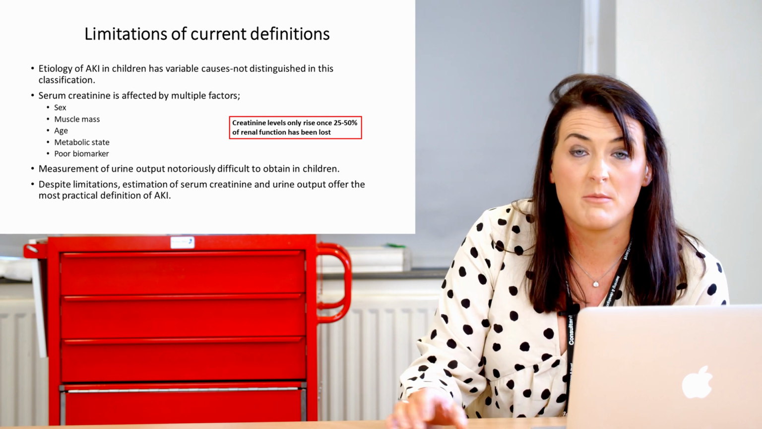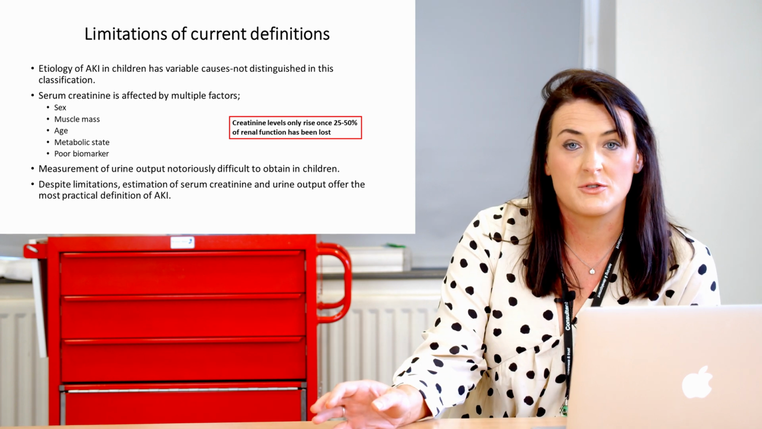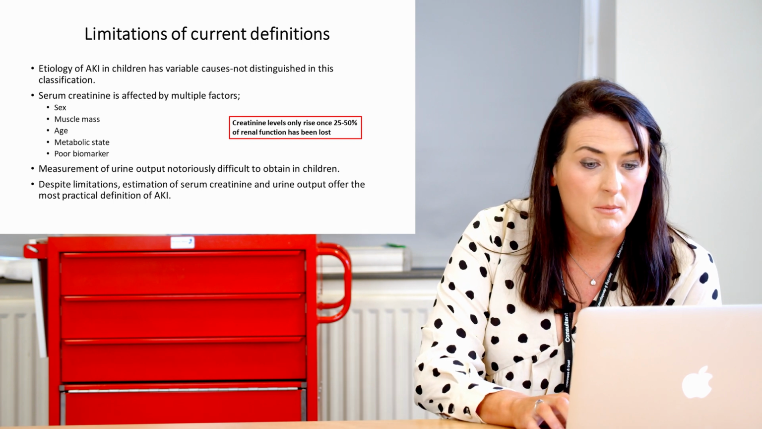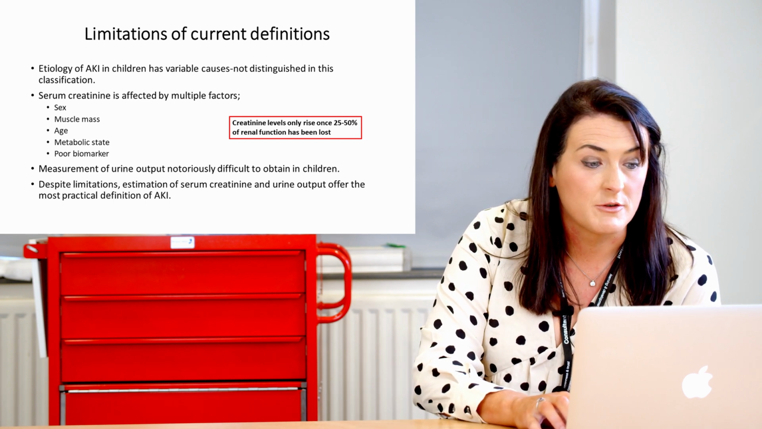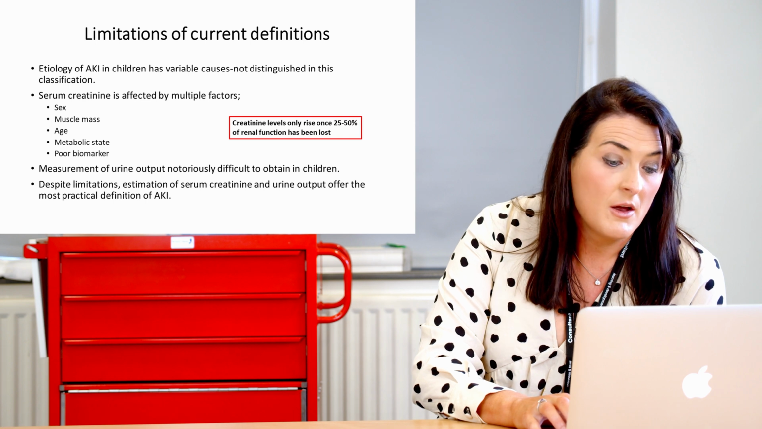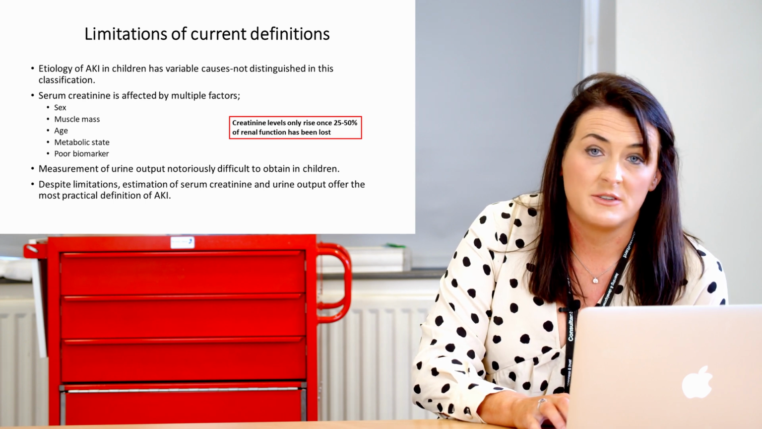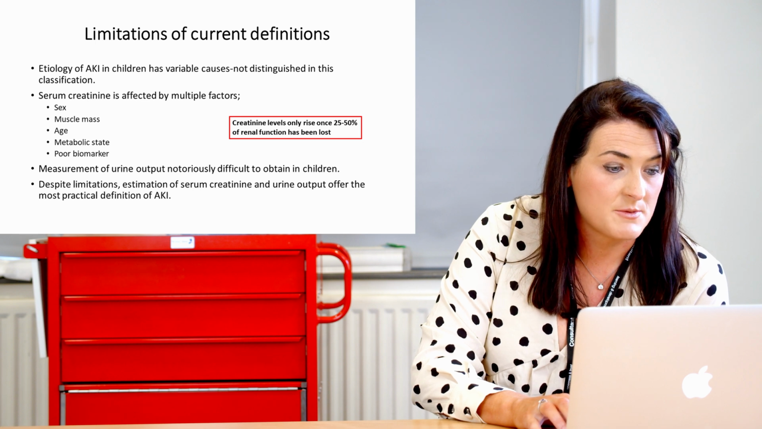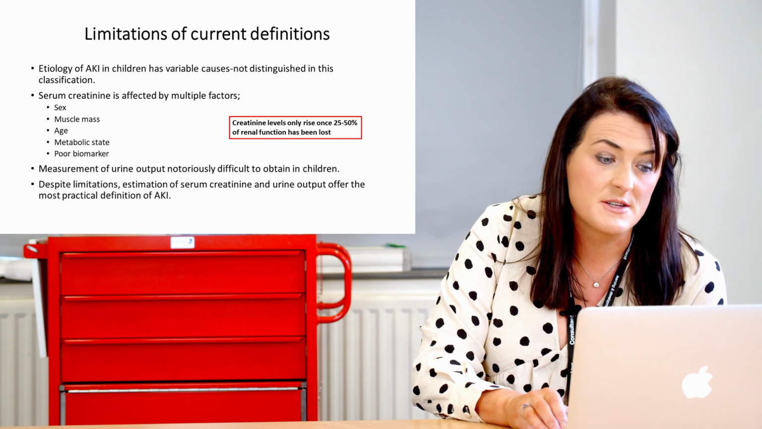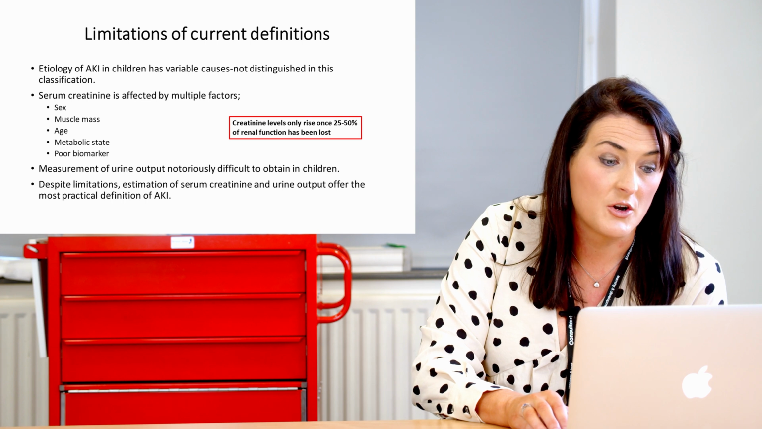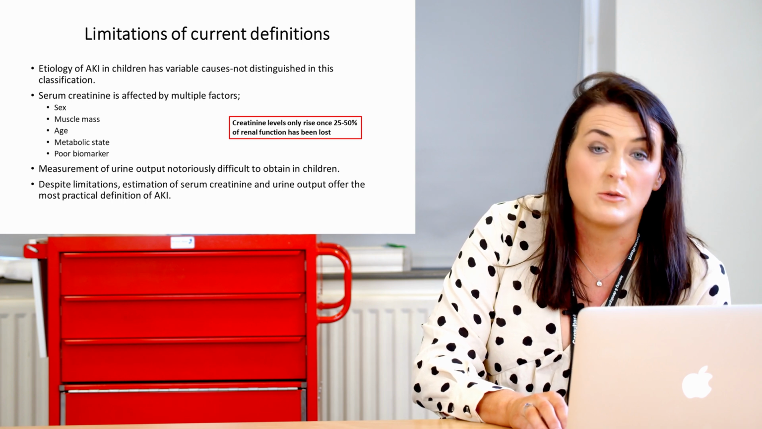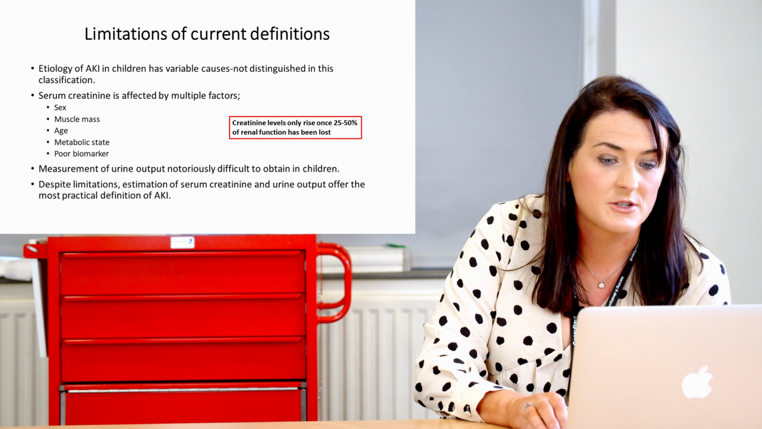So there are other biomarkers out there which are beyond the scope of this talk today, but are certainly a research point for future. Looking at it onwards, the measurement of urine output is very difficult in children. People do struggle with that, so it's a problem. But despite these limitations, estimation of serum creatinine and urine output are the most practical way in which we can define AKI at this current time.